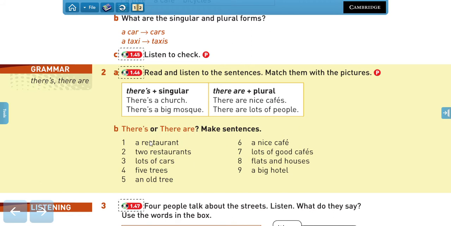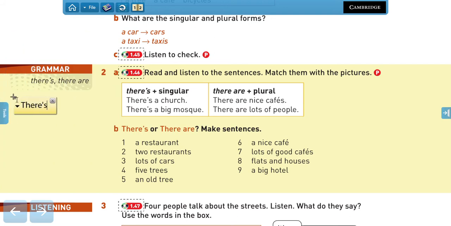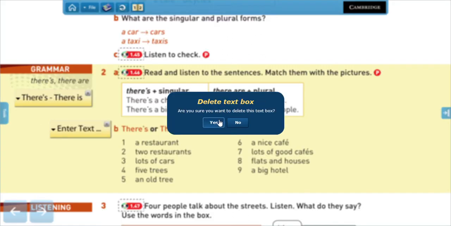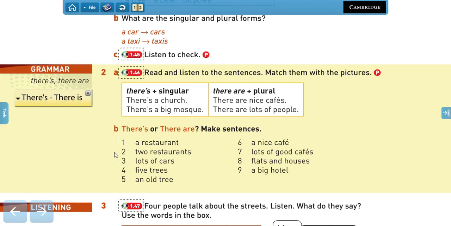Good. So let's check. Number 1, there's a restaurant. Number 1, there's a restaurant. Another thing I didn't mention is that there's is the same as saying there is. Yes, this is the short form. You can say there's or there is. Okay? So number 1 is there's a restaurant. Number 2, there are 2 restaurants. There are 2 restaurants.